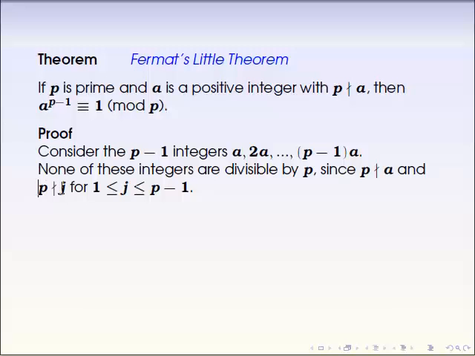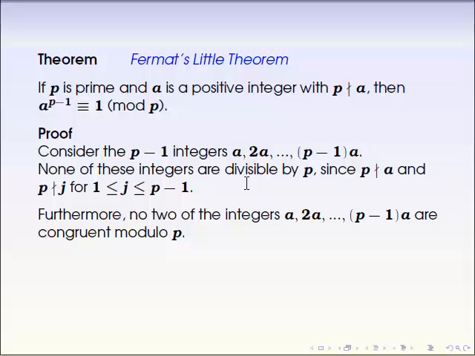And p is not a divisor of any integer j which is between 1 and p minus 1, because p is a prime number and it shouldn't be a divisor of any integer less than itself, right? So that's clear. So none of the numbers used to get these p minus 1 integers is a multiple of p. So by theorem 33, all these numbers are not divisible by p, and no two of these integers are congruent modulo p because of theorem 33.